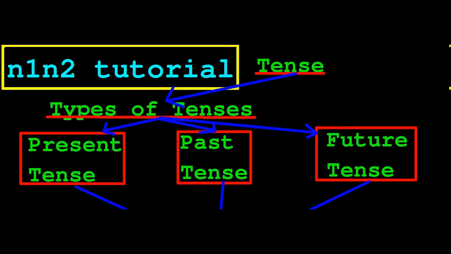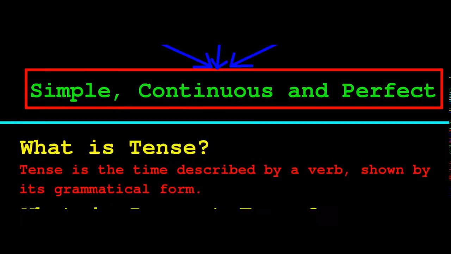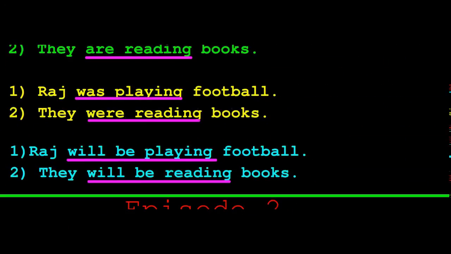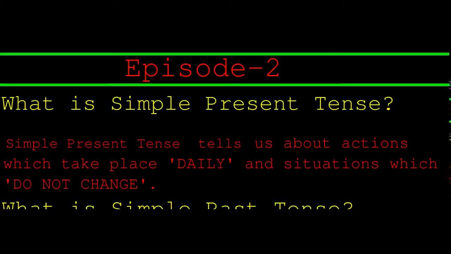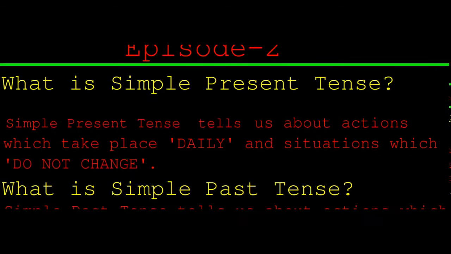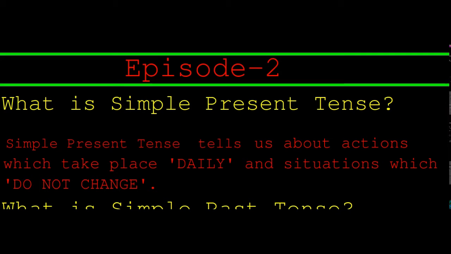I'm N2 and in my previous video I had given you a short introduction on tenses, and please watch my previous video to have some idea about what is tense. Now, this is my tenses part 2, episode 2, and today I will be explaining about the simple form of present, past and future tense. So let's start. What is simple present tense?